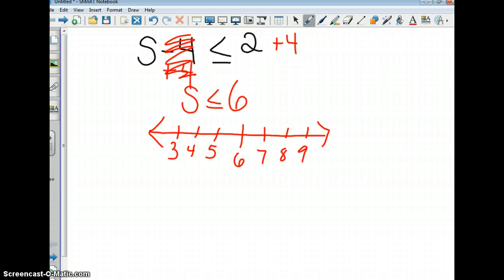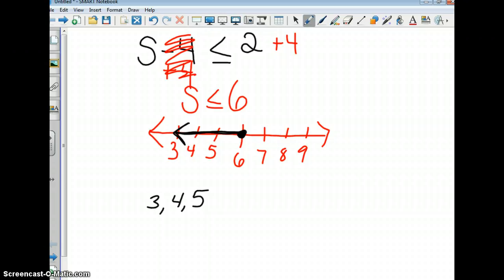I'm going to look at my symbol. It says it can be equal to 6. So this is going to be a dot right here on the 6. My answers have to be less than 6. So my arrow is going to go this way. Then if it asked me to list solutions for this, I could list 3, 4, 5.